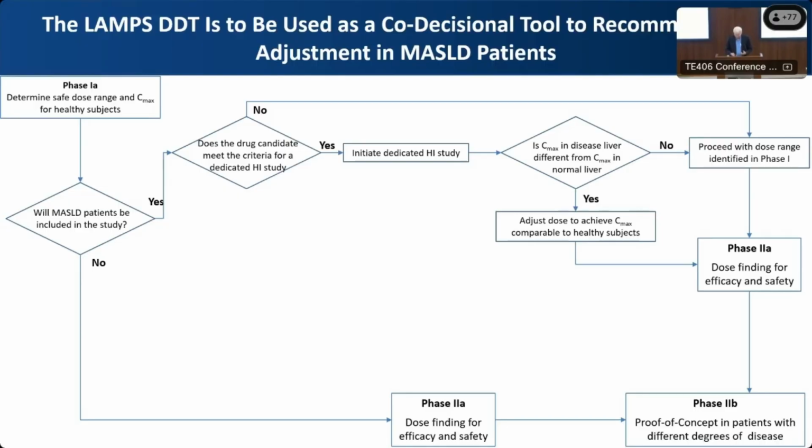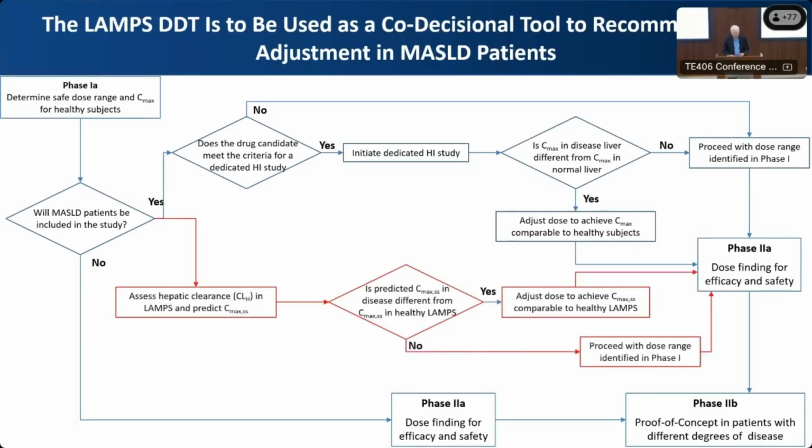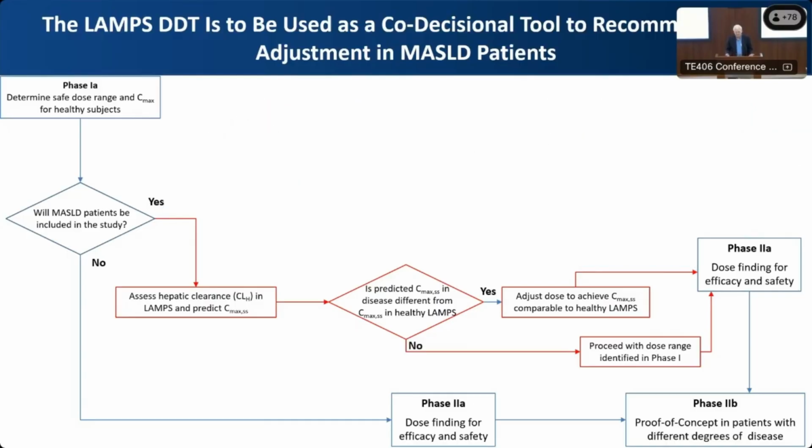Now, these studies can be lengthy, they can be expensive, and it can be challenging to get patients in for this study. So our vision was to be able to take our LAMPS model and, in parallel with the hepatic impairment studies, assess what dose recommendations might be useful for this patient population. As we develop this in parallel, when we get comfortable with the robustness and the reliability, it potentially can be a replacement for the hepatic impairment studies.